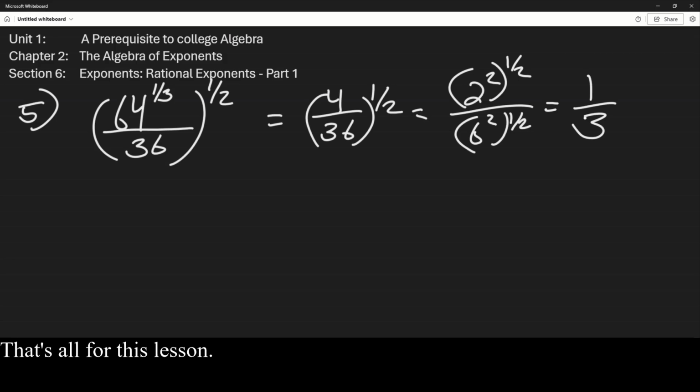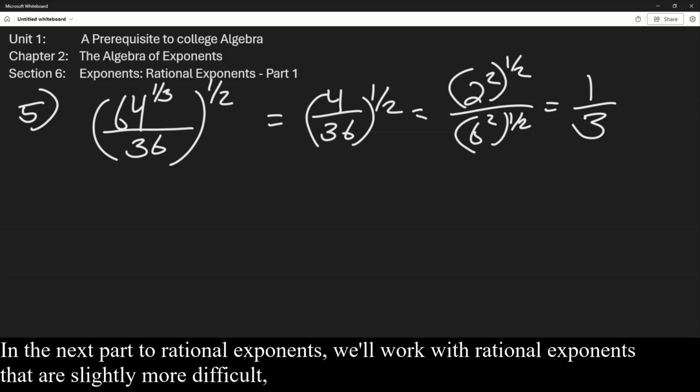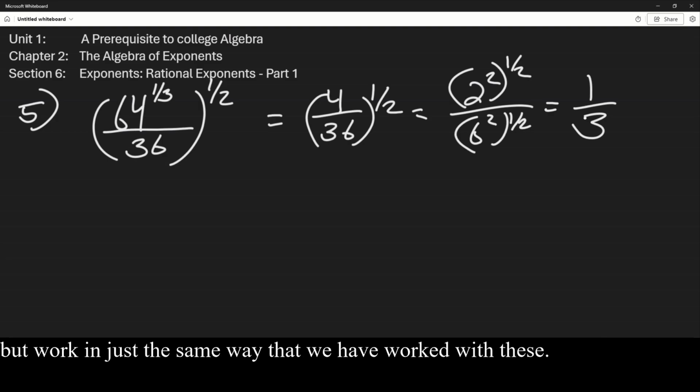That's all for this lesson. In the next part on rational exponents, we'll work with rational exponents that are slightly more difficult, but work in just the same way that we have worked with these.